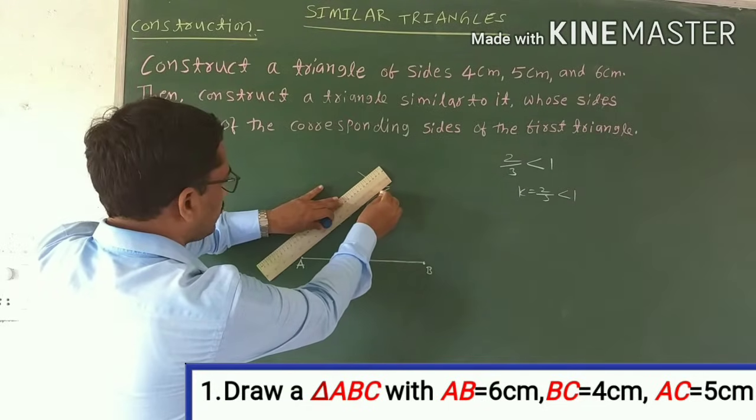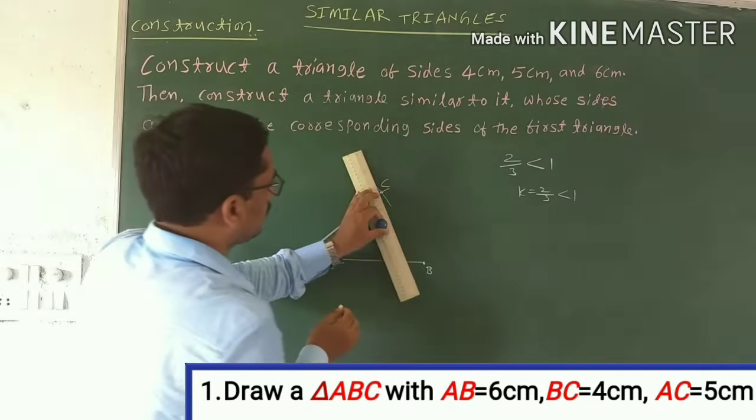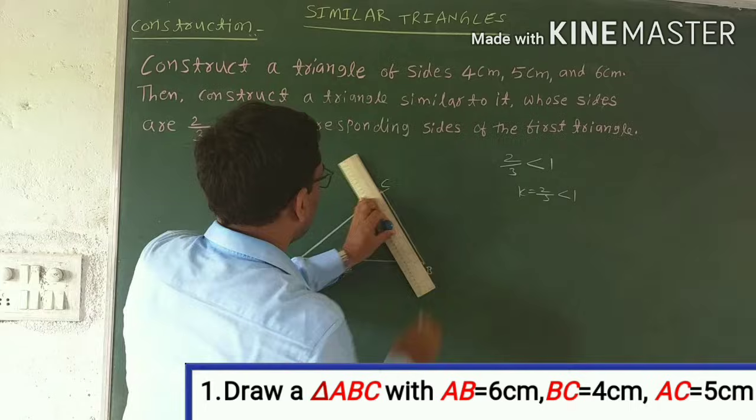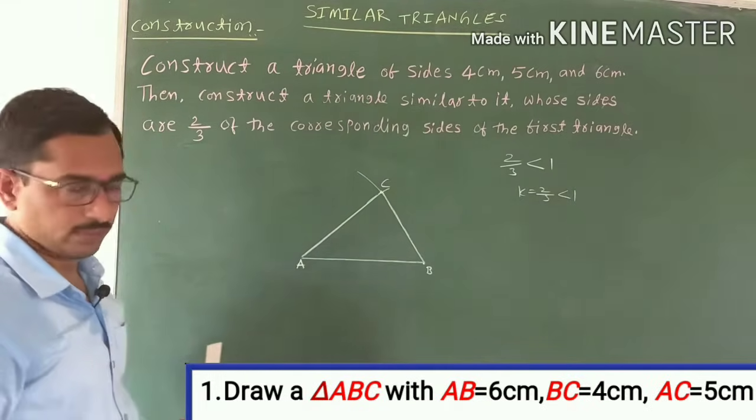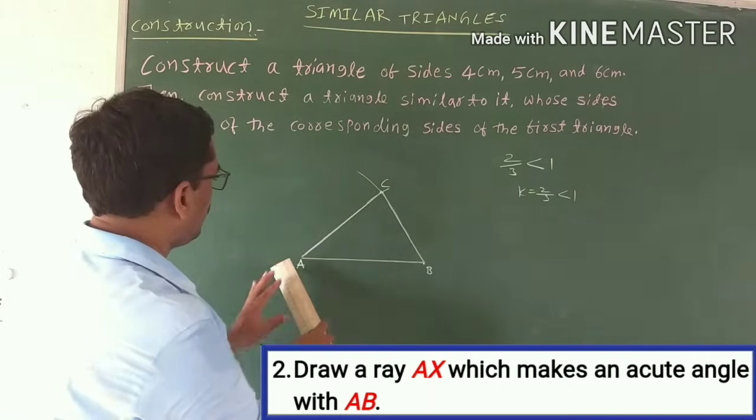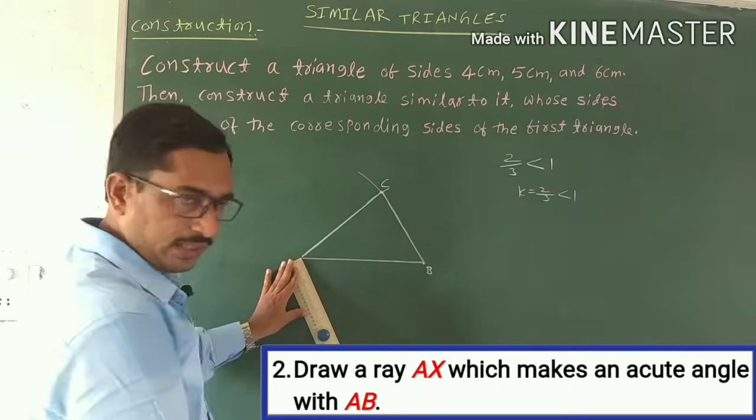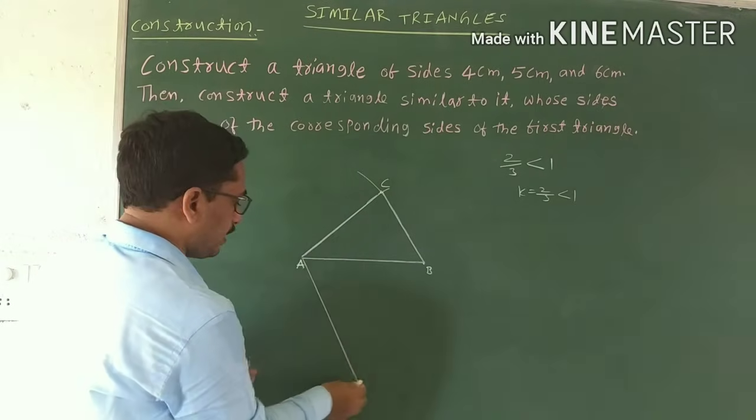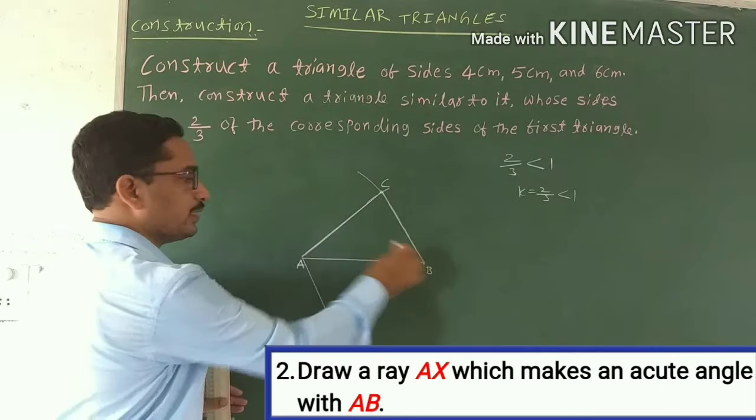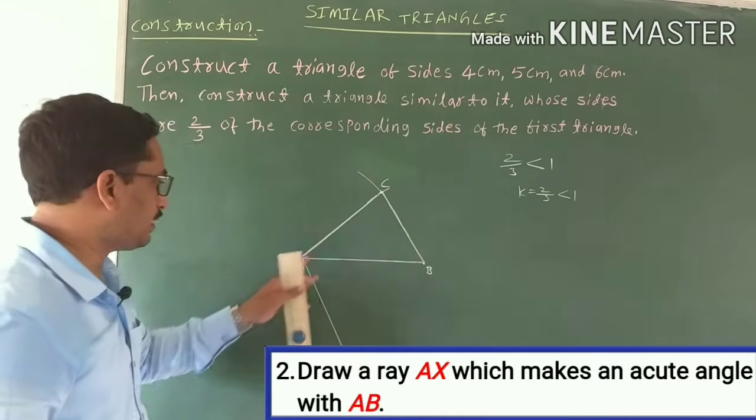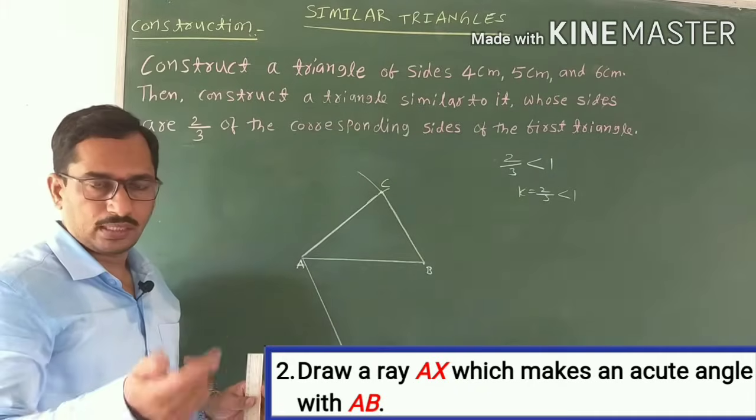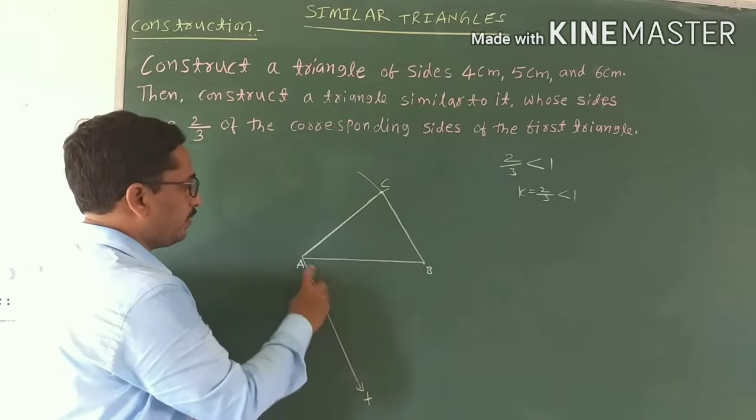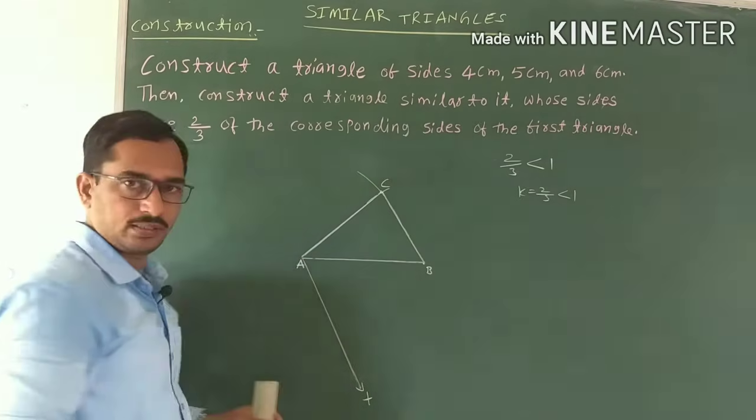Join AC and here also join BC. So this is our given triangle, a scalene triangle, whose measurements are 4, 5, 6 centimeters. Now, next draw a ray AX which makes an acute angle with line segment AB. No need to measure the angle. Acute angle means it is always less than 90, so here take an angle less than 90. Here AX is the ray which makes an acute angle with the line segment AB.